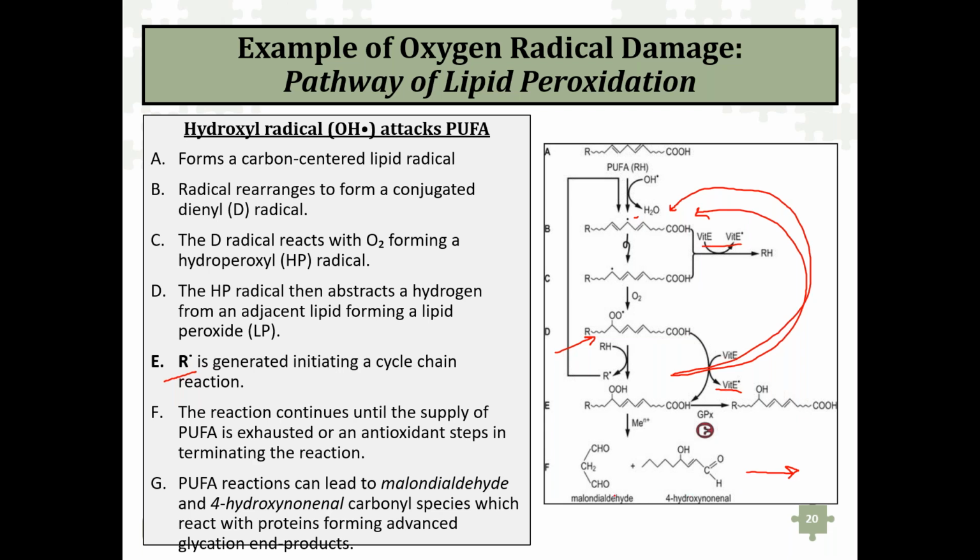One of the things that these compounds do is they go off and attack proteins, and so they can form what are called advanced glycation end products. The most famous advanced glycation end product that we see in clinical medicine is hemoglobin A1C for diabetics, but there are many other types. So basically the point is lipid peroxidation can end up leading to protein malformation within the cell.